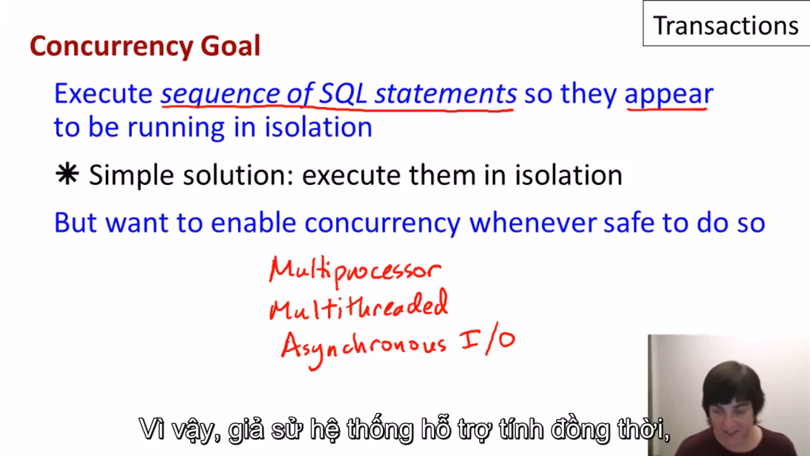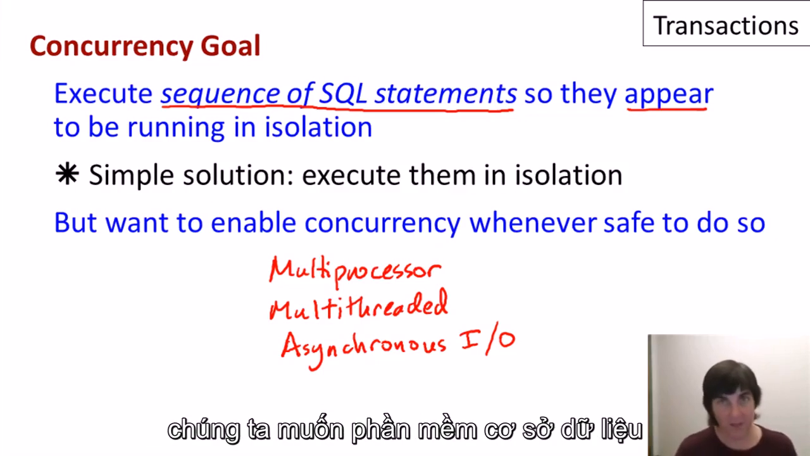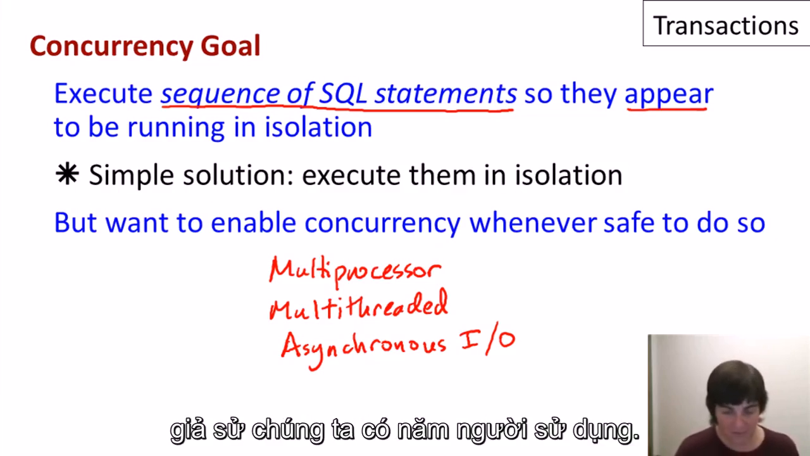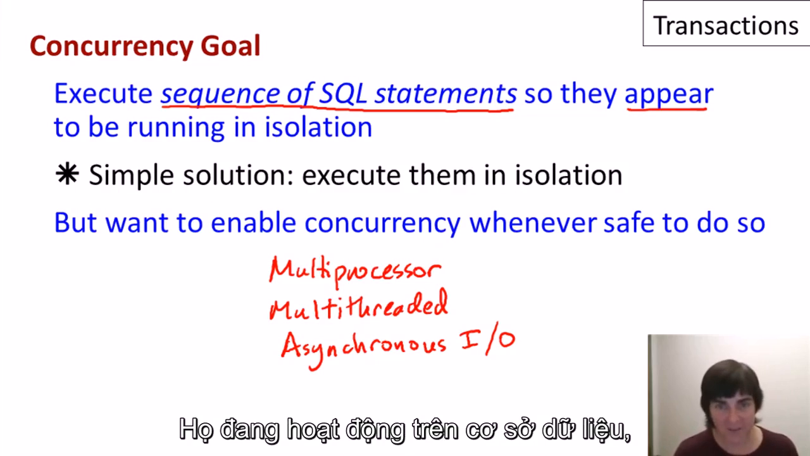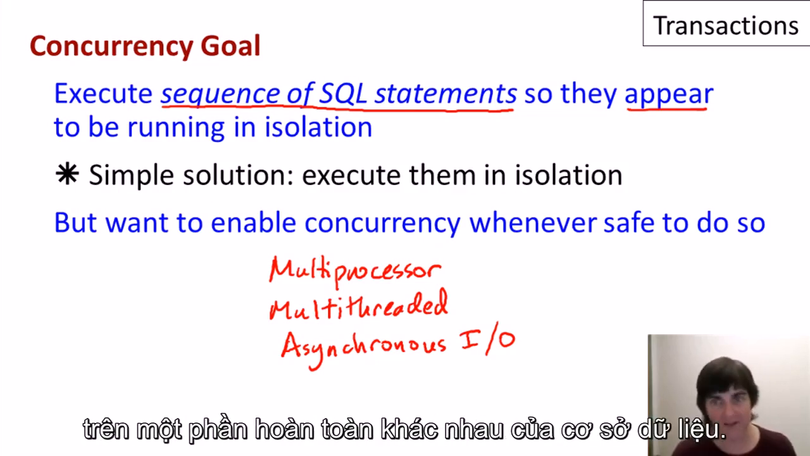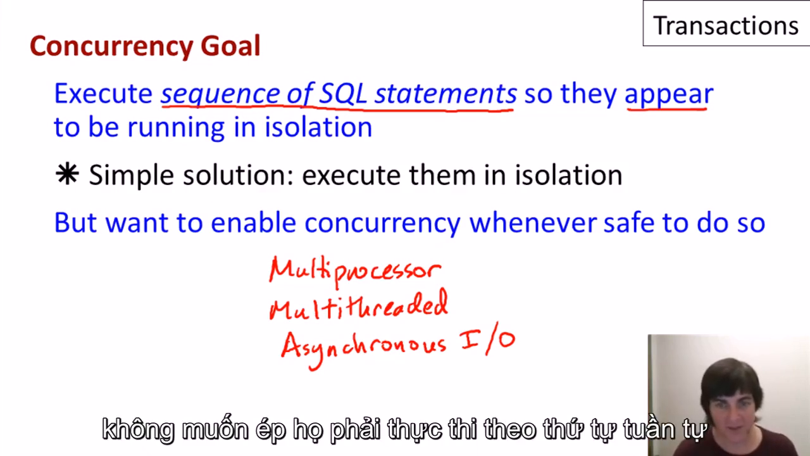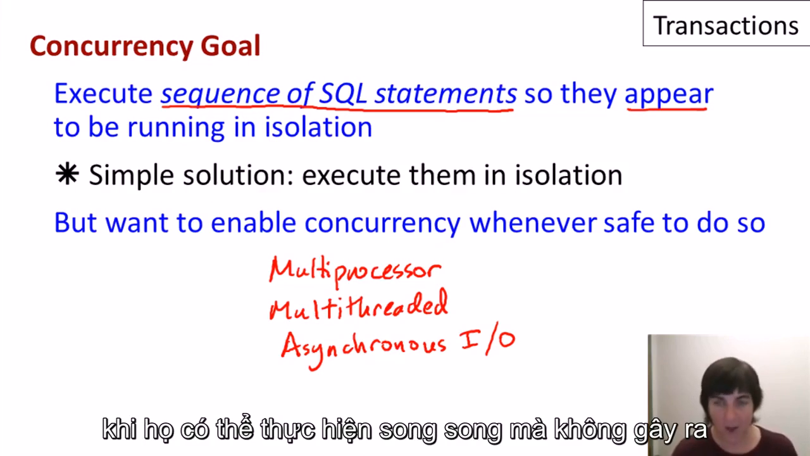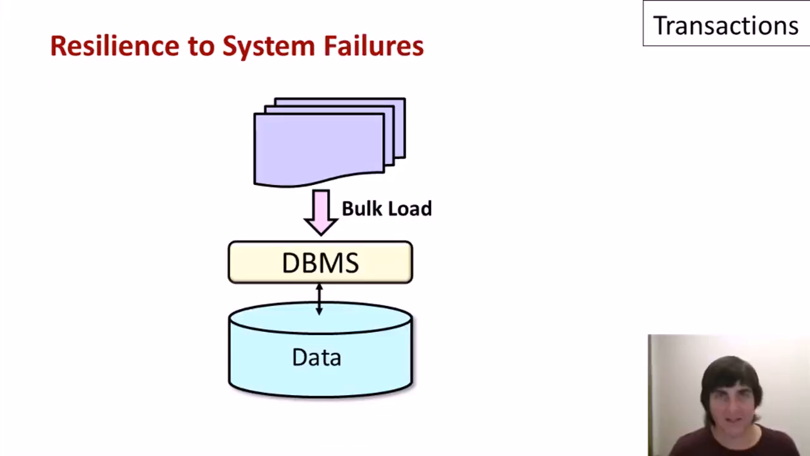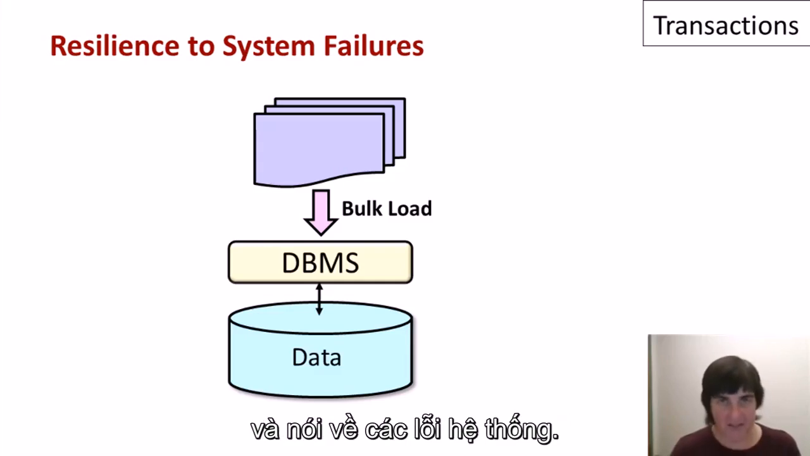So assuming the system supports concurrency, then we would like the database software to support it as well. As a very simple example, let's suppose we have 5 clients that are operating on the database, and each one of them is operating on a completely different part of the database. Then we certainly wouldn't want to force them to execute sequentially when they could execute in parallel without causing any inconsistency problems. Let's switch gears entirely now and talk about system failures.